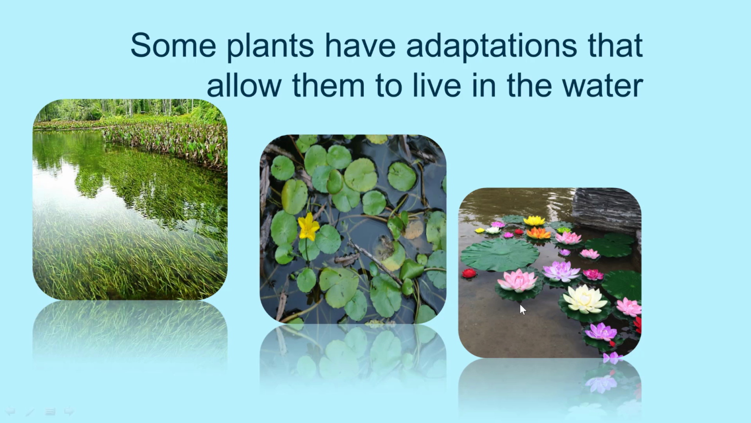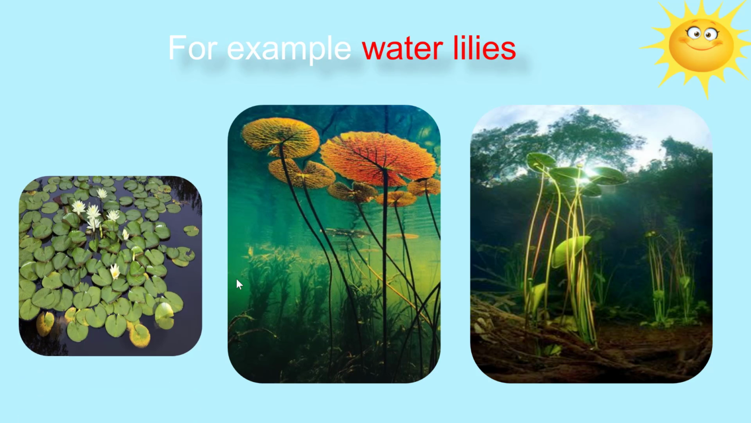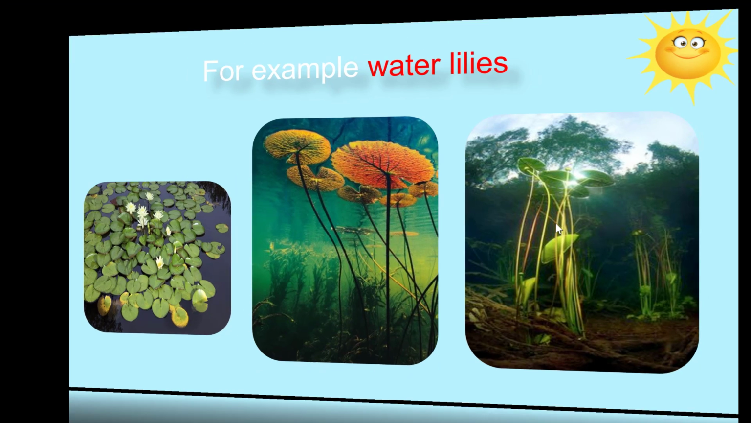Some of them can live in the water, like those plants. They have a very long stem that reaches near the surface of the water to reach sunlight. Okay, we have for example water lilies. Water lilies are plants that live in the water. They have a very long stem that reaches near the surface of the water to reach sunlight.